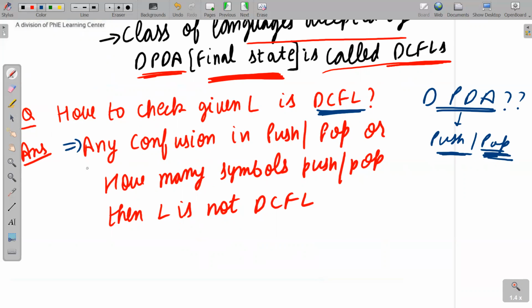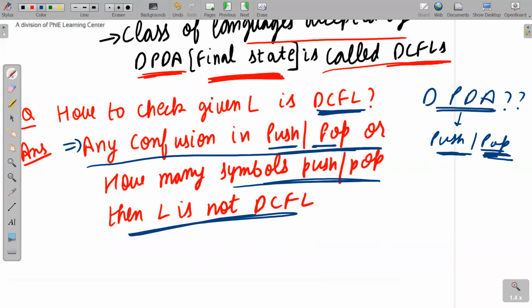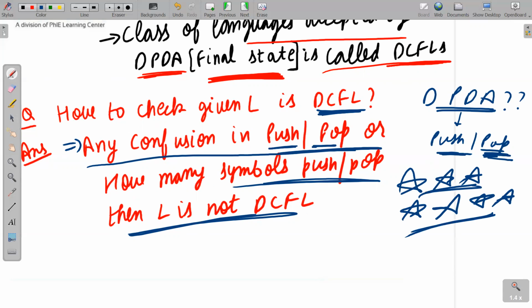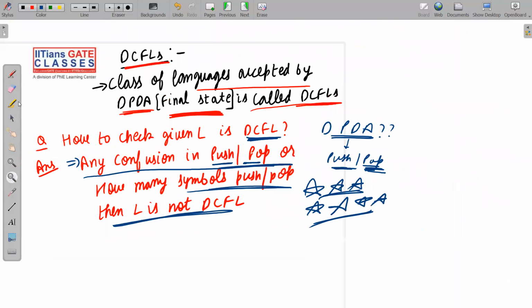See here carefully. Any confusion in push and pop, that is, when to push, when to pop is not clear, or how many symbols to push or pop is not clear, then it won't be DCFL. So if there is any confusion in push pop or how many symbols to push pop, then L is not DCFL. Please note it down carefully. This is a very, very important point, and it will help you in identification of DCFL. Let me put everything on one slide so that you can note it down carefully. I'm jumping to the next slide now.